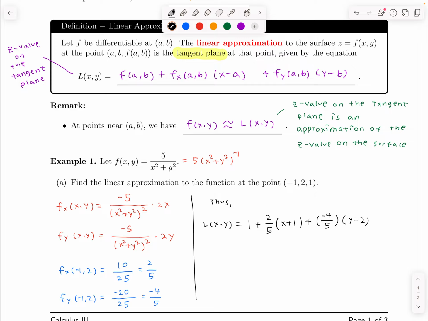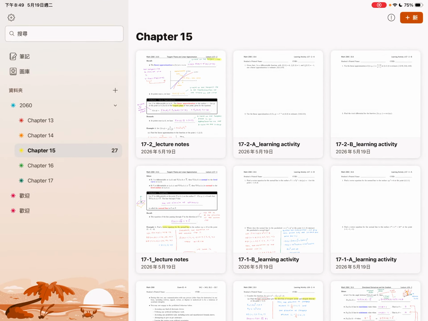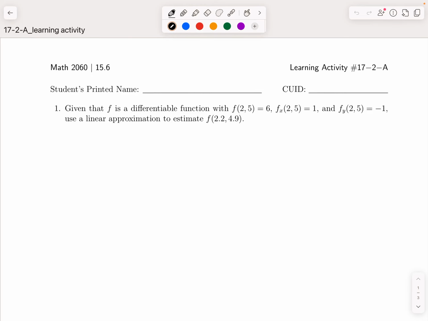Okay, so let's do some practice. We will take a look at learning activity 17-2-A, number 1. Right here, given that f is a differentiable function with all these values, f of (2, 5) equals 6, f sub x of (2, 5) equals 1, and f sub y of (2, 5) equals negative 1. Now you would like to use a linear approximation to estimate this value. But first you want to find the linear approximation.